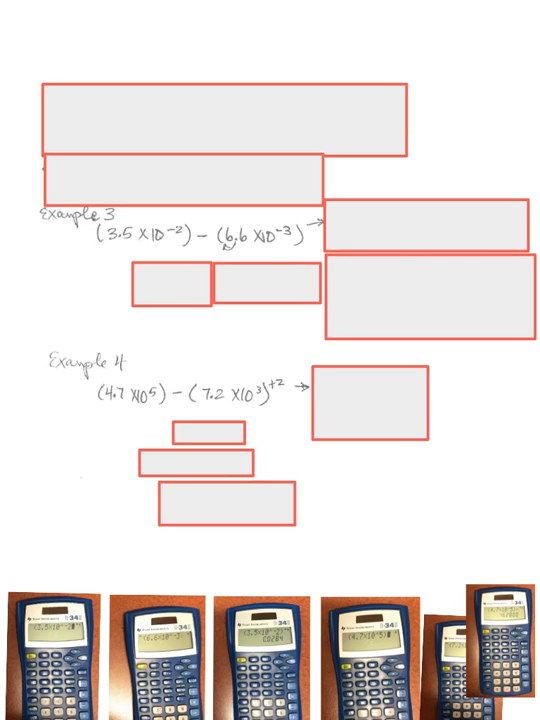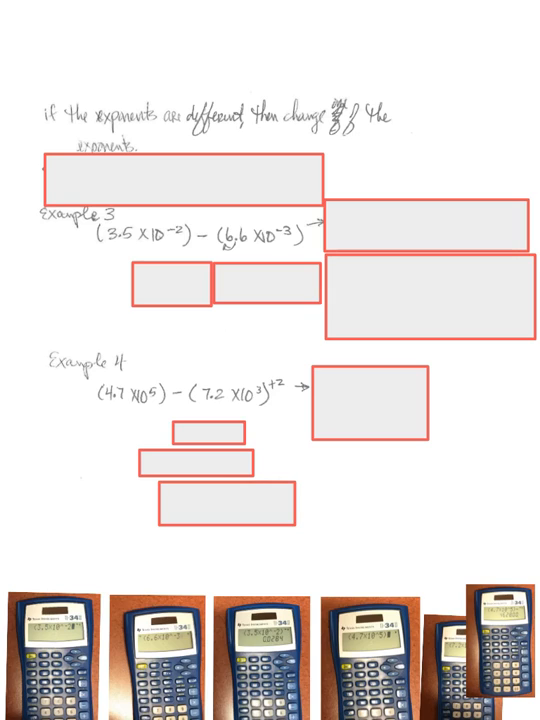What more things do we need to talk about? If the exponents are different, then this is doing it by hand without a calculator, right? And then we can change the exponents, and then we add them together. So our example is 3.5 times 10 to the negative 2 minus 6.6 times 10 to the negative 3, okay? So these exponents are different.